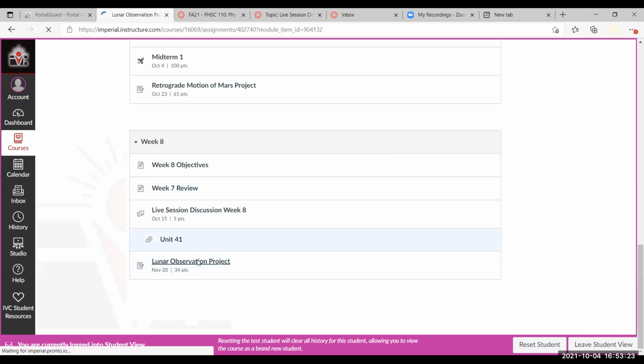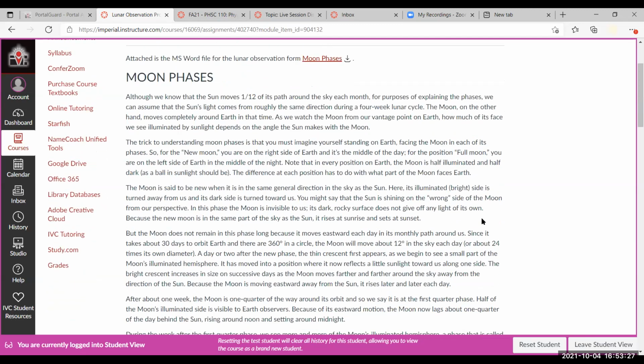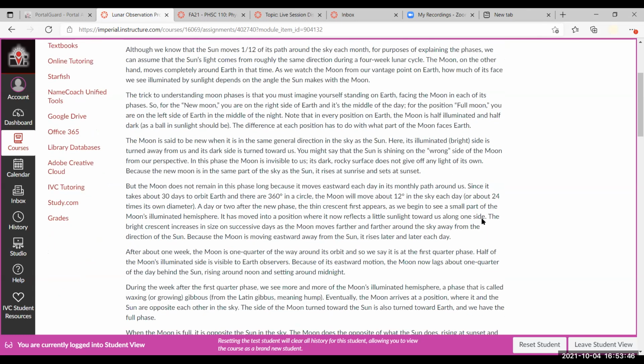The second is the lunar observation project. What this requires is for you to go outside at night 4 nights, for 4 weeks. That means 1 night per week. Specific times, not any times.